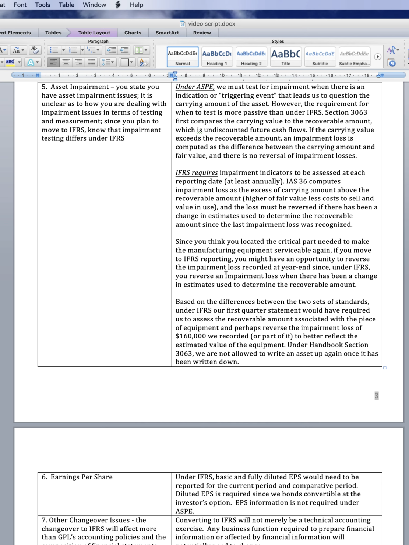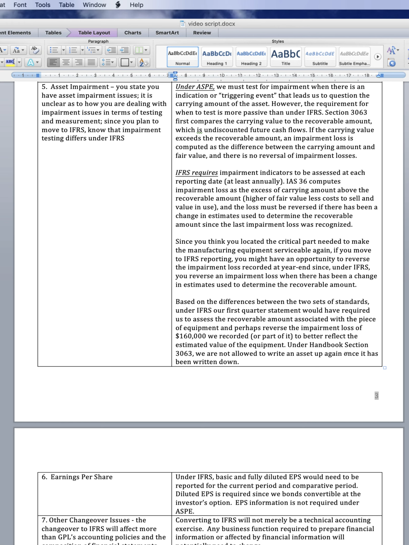Because again, I think it said somewhere in the case that because they located a critical part needed to make the equipment more serviceable, that might increase its revenue generating potential or its useful life. So if estimates have changed, maybe they can reverse some of that $160,000, right? So they need to consider that if they're moving to IFRS. But under Handbook Section 3063 under ASPE, if they're just thinking of ASPE right now, they're not doing any reversals. They're not allowed under ASPE.